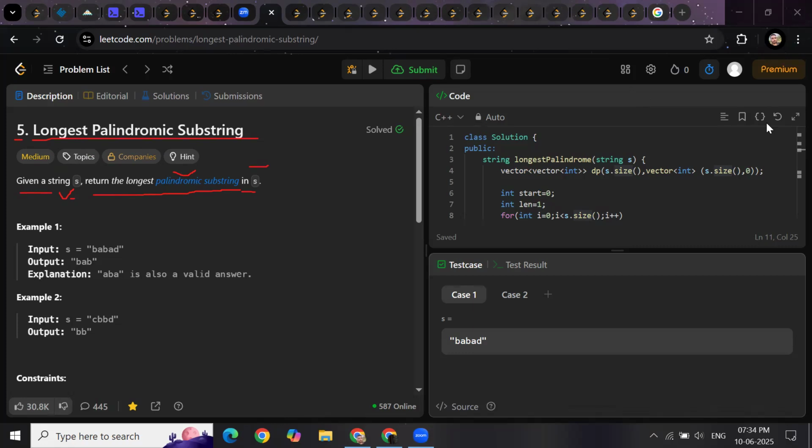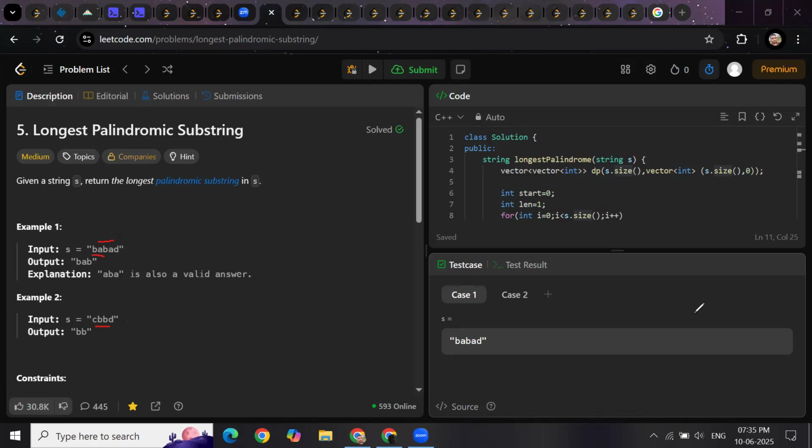So let's see the example test cases. It is given that B, A, B, A, D. So in this, BAB is the longest substring that is a palindrome. Another one is ABA. ABA is also valid. Now let's see the next example, which is CBBD. So in this, BB is the only longest substring that is a palindrome.